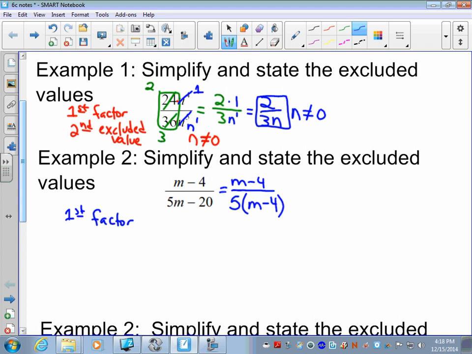Second step is to name the excluded values. So what numbers could we put in for m that would make the denominator 0? Well, in this case, if m equaled 4, 4 minus 4 is 0, times 5 is 0. That'll make the denominator 0. So therefore, m cannot equal 4. That's an excluded value. And the third step is just to simplify.